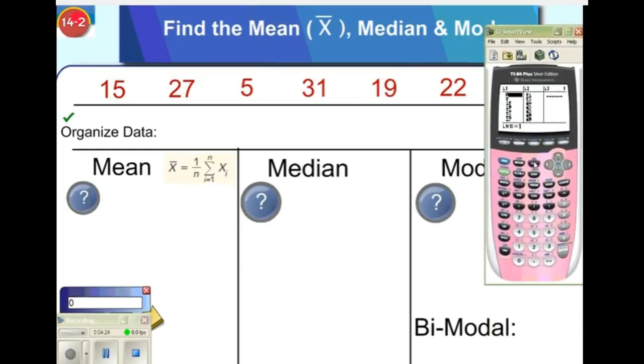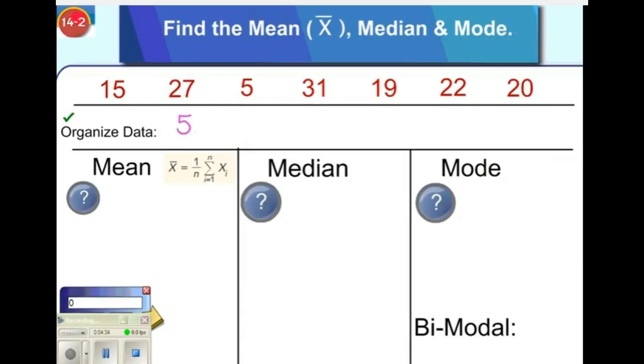Looks like I had an extra piece of data. I've got a number 1 in there, huh? And there is no number 1. So we are going to just write down what we're seeing on the calculator that's organized for us. 5, 15, 19, 20, 22, 27, and 31. 7 pieces of data, all nicely organized.